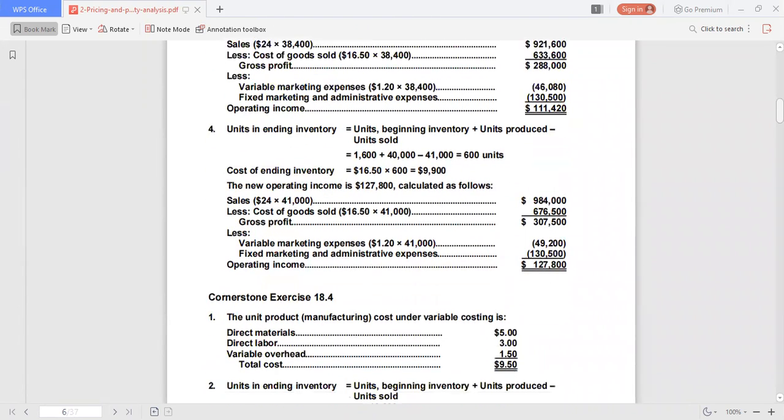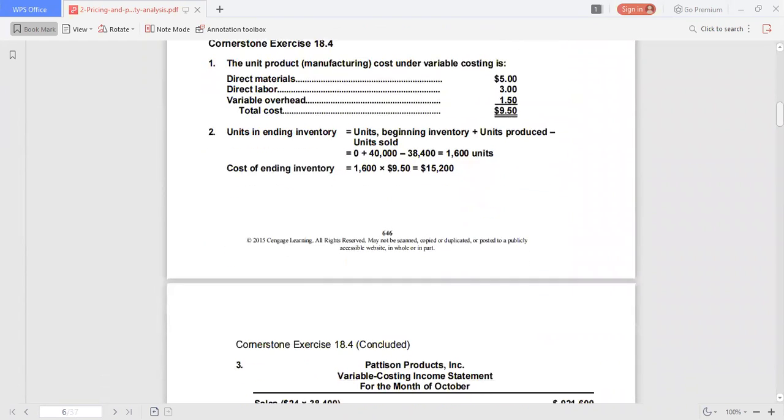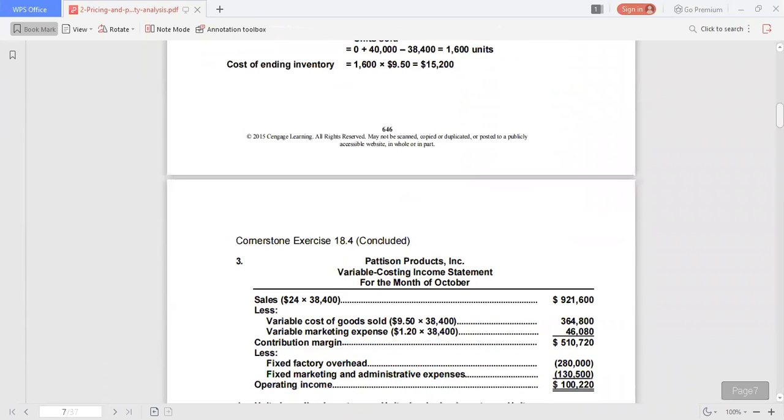In the case of variable costing, our operating income is 100,220. So our guideline states that if production exceeds sales, the income under absorption costing is higher than that under variable costing. So here in absorption costing, we have income of around 111,000. Here we have only 100,000. That is if production exceeds sales.